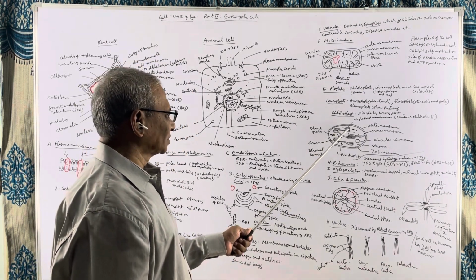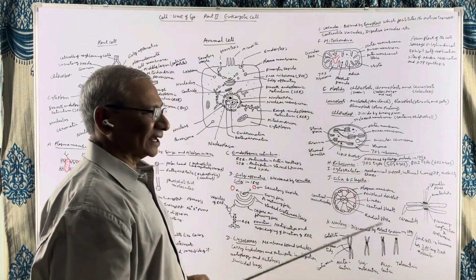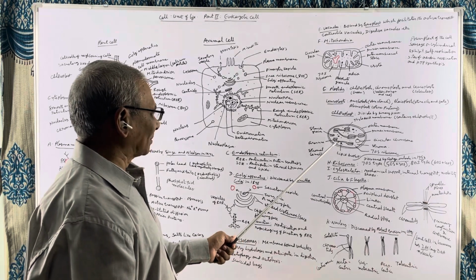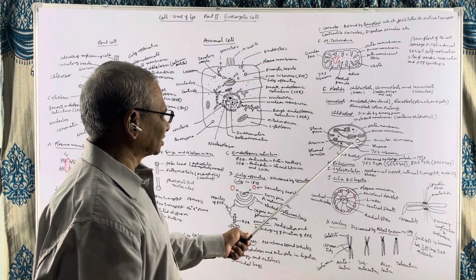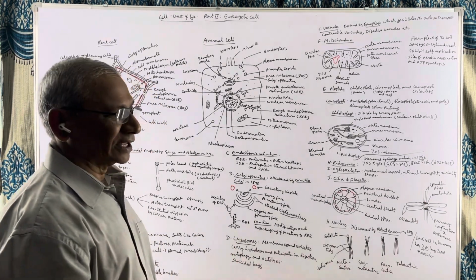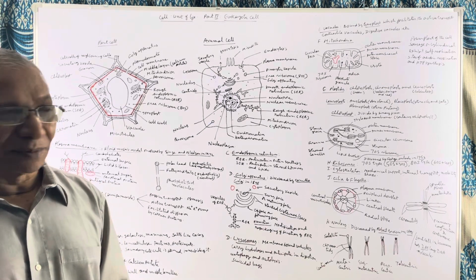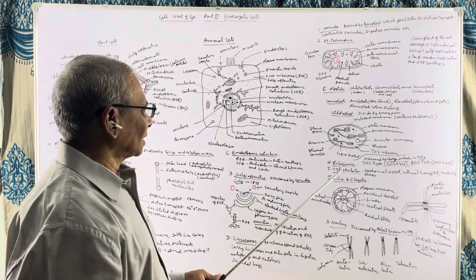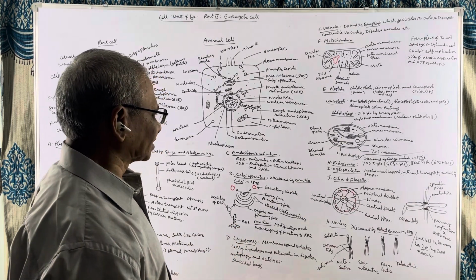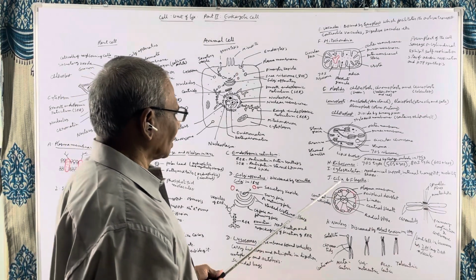This is one granum, this is one granum, like that. Different grana are connected by lamellae known as stromal lamellae. This is one granum, this is another granum. These two are connected by stromal lamellae. So in this way, different grana are interconnected by stromal lamellae. Inside the chloroplast, photosynthesis occurs. Already I have explained the topic.